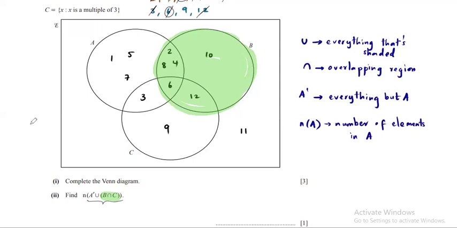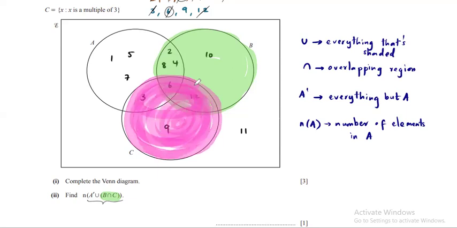Next, we have C because it says B intersection C. So this is the circle for C. I'm going to shade that completely. So this is the circle that represents circle C.